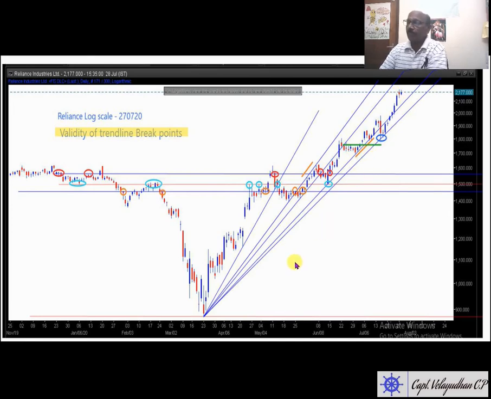This is the way to analyze the chart: draw trend lines and understand the candle patterns. And those who learn candlestick charting are expected to give a stop loss here. I hope you understand the trend line principle and the importance of the trend line breakpoints.